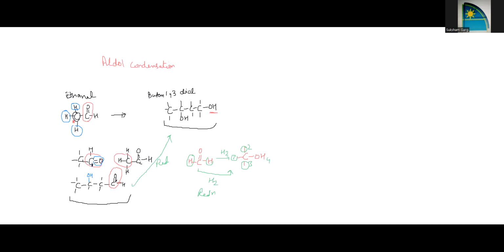So these are few methods of increasing the carbon chain length. In the next module, we will learn about some methods by which you can reduce the carbon chain length. And then in the third module, we will learn about some methods in which carbon number remain the same.